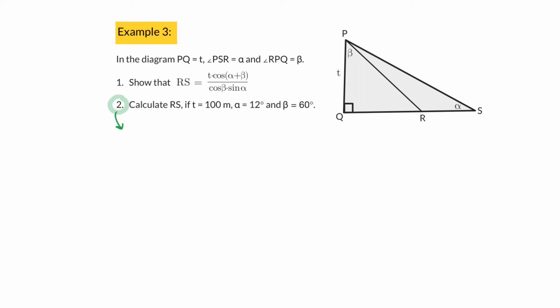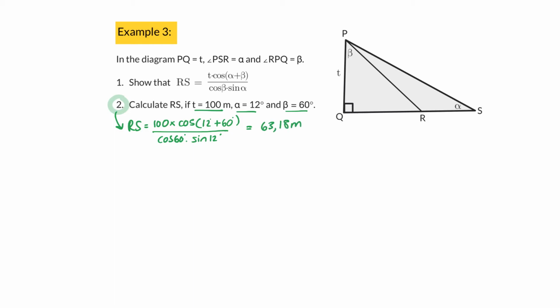So if I start by doing the second question, RS will equal... it tells me what T is, it tells me what alpha is, and it tells me what beta is. So all I'm going to do is substitute in. T is 100 times cos of alpha plus beta, 12 plus 60, all over cos of beta, cos of 60 degrees, times sine of alpha, sine of 12 degrees. Fortunately, I can use a calculator to work this out. Type the whole lot in, and I get 63.18 meters.